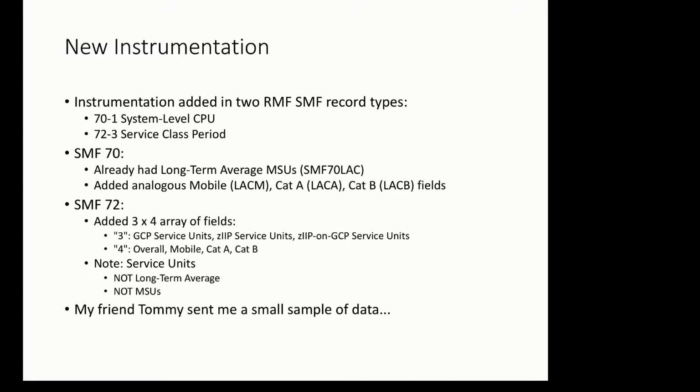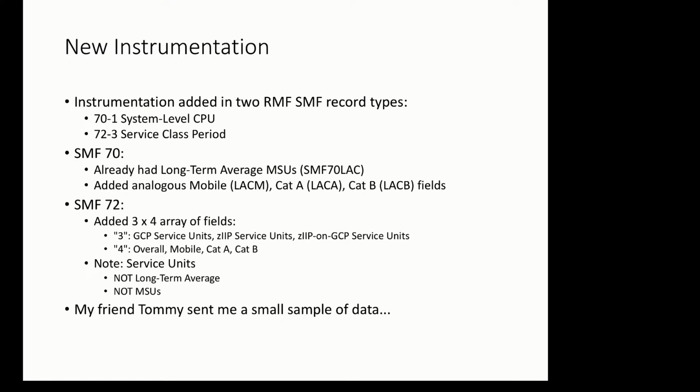There is new instrumentation to go with this, as I indicated just now. The first set of instrumentation is at the system level in the good old SMF70 subtype 1 CPU record, and down at the workload service class period level in the 72 subtype 3 record. Again, not a new record. So in both cases, these are extensions to existing records.